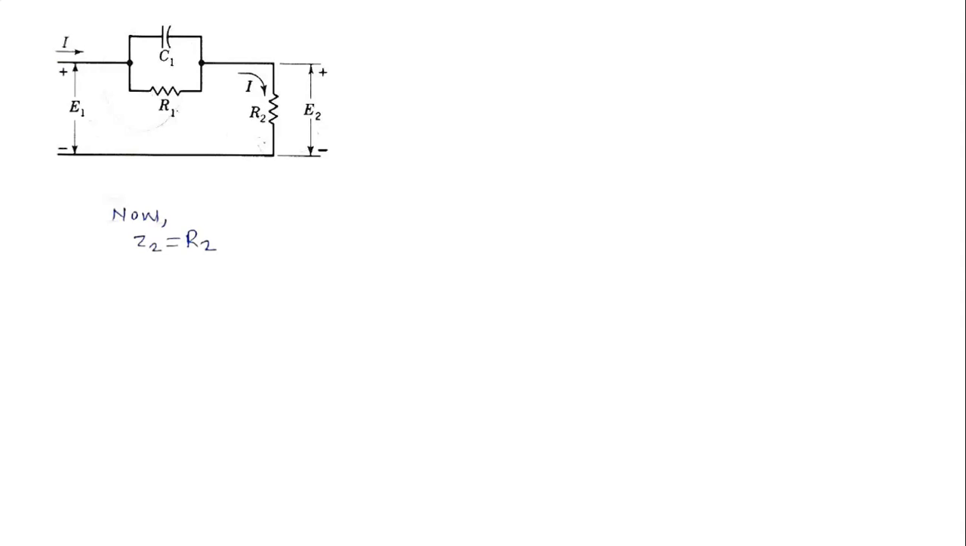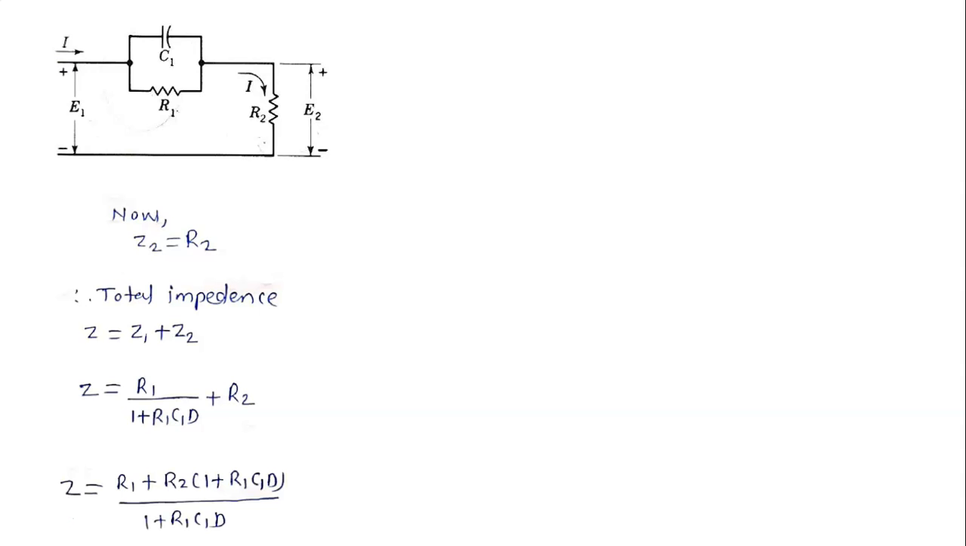Now, again, this circuit diagram is there. Now, impedance Z2 is equal to R2, because Z2 is nothing but the impedance of R2. Therefore, Z2 is equal to R2. Now, therefore, total impedance Z is equal to Z1 plus Z2. Substituting the value of Z1 and Z2 in this equation, Z is equal to R1 divided by 1 plus R1 C1D, plus R2. Therefore, by simplification, we are getting Z is equal to R1 plus R2 into bracket 1 plus R1 C1D, divided by 1 plus R1 C1D.